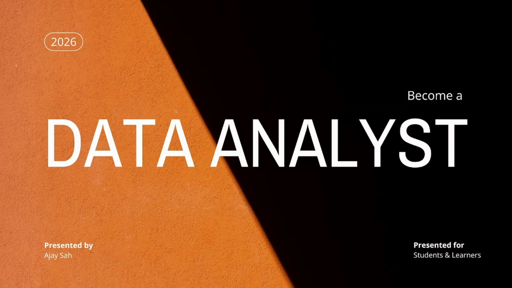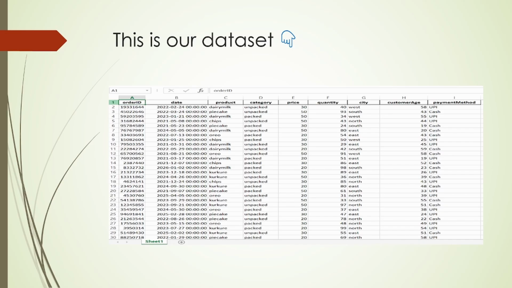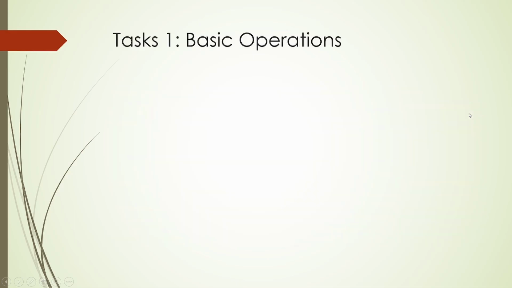Today I will show how to become a data analyst. This is our data set. Columns are order ID, date, product, category, price, payment method. Task 1: Basic operations. One look on data set.